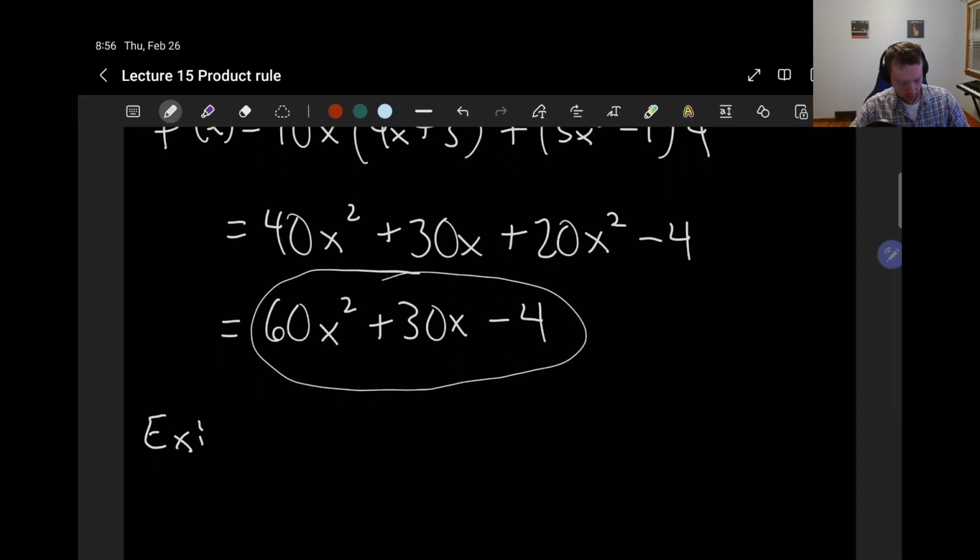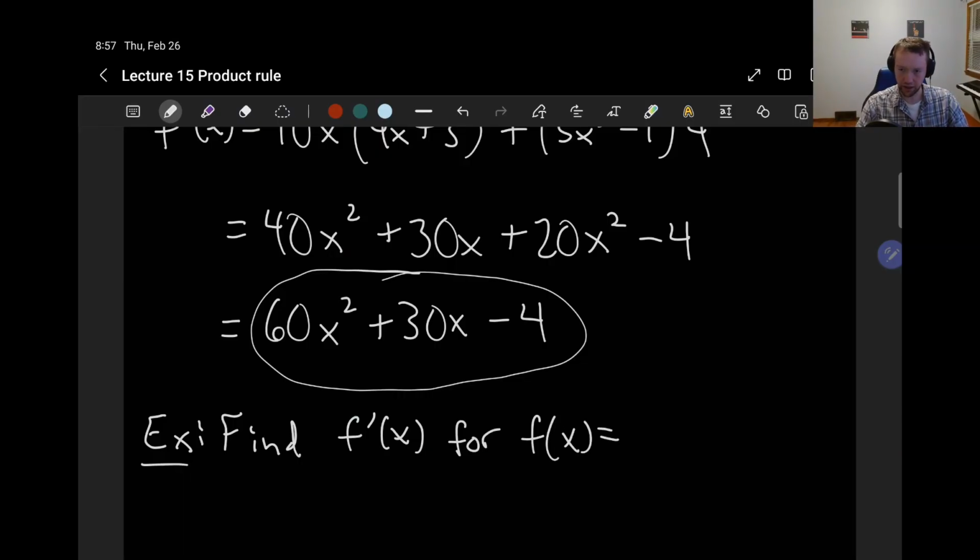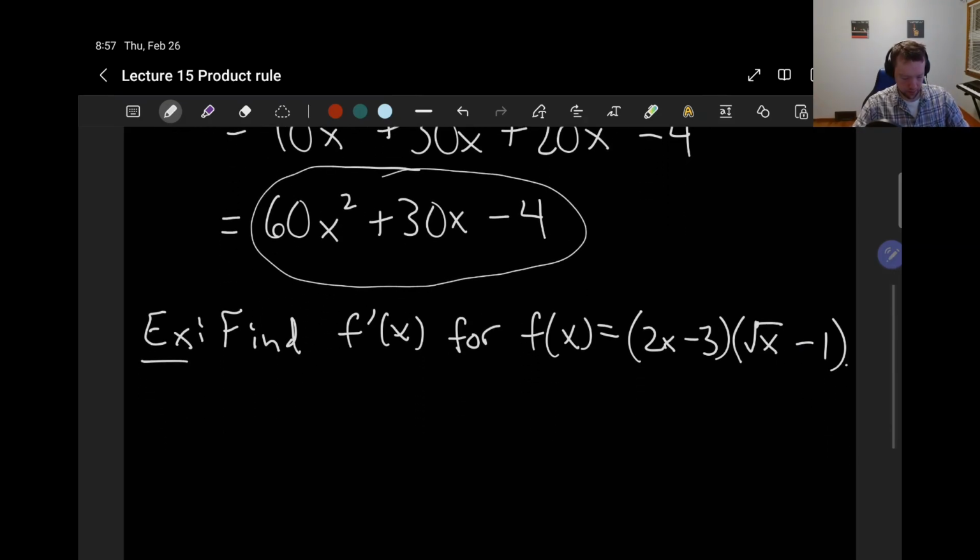Now let's do another one. So I might have said before that we only know the derivatives of polynomials. That's not quite true if I did say that, because we can handle rational exponents as well. For example, a square root or a cube root, etc. Okay.